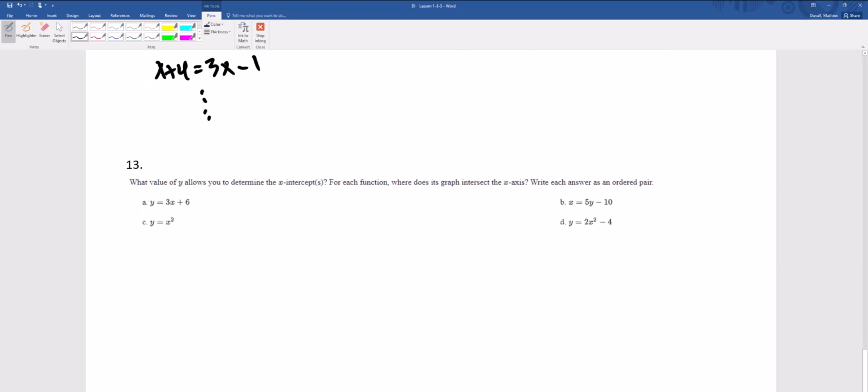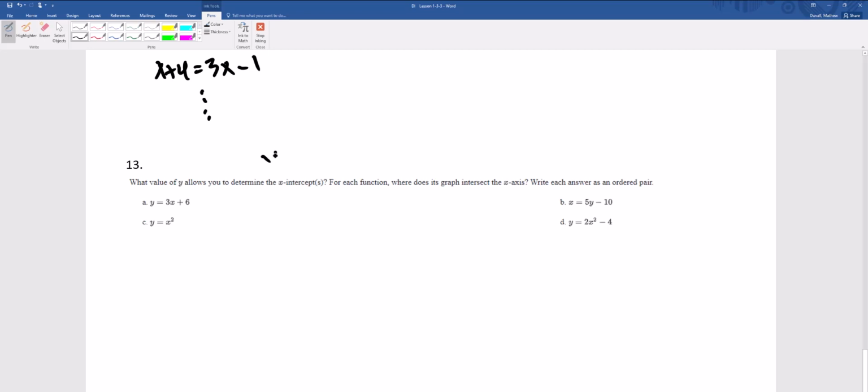It says, what value of y allows you to determine the x-intercepts? For each function, what does its graph intersect with the x-axis? Write your answer as an ordered pair. So, what value of y do you use to determine the x-intercepts? Well, you assume your y is 0, and then you solve for x.